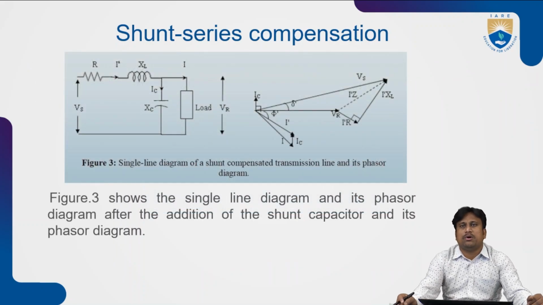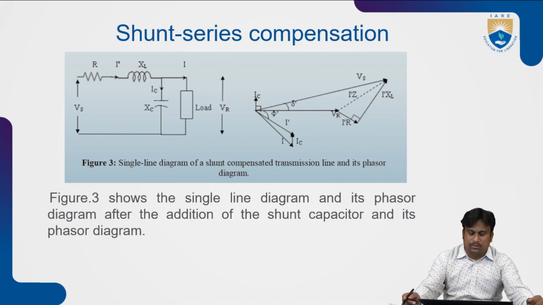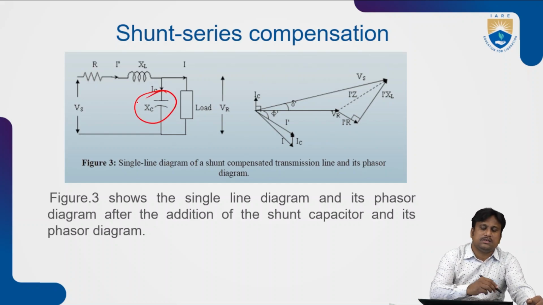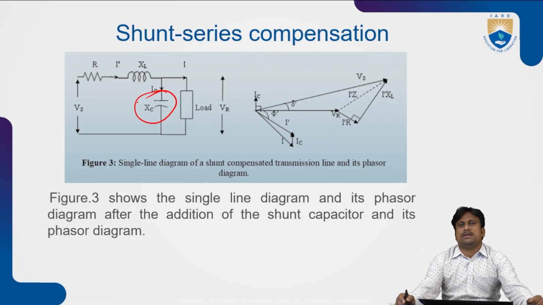So here it is about the single line diagram and the phasor representation when we are adding the shunt capacitors. So what happens when you add a shunt capacitor? Here this is the addition of a shunt capacitor into the system. This network is equivalent to a series R and XL combination, connected with a capacitive reactance in parallel with the load.